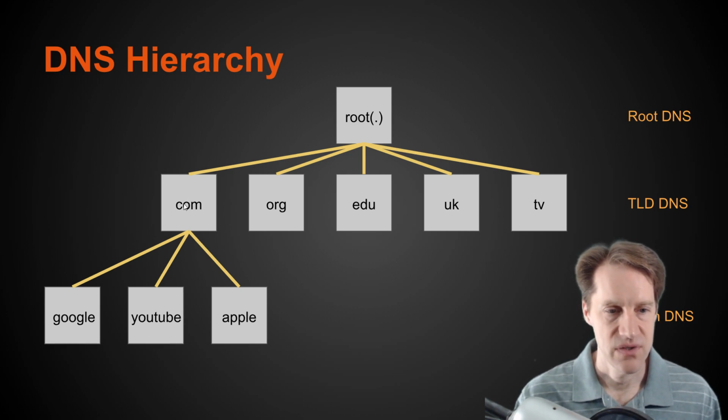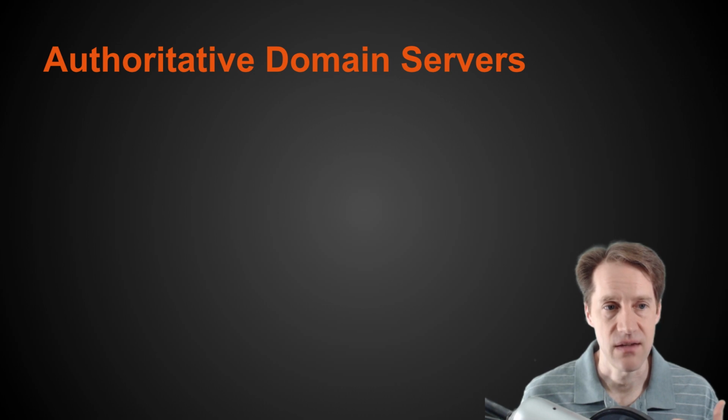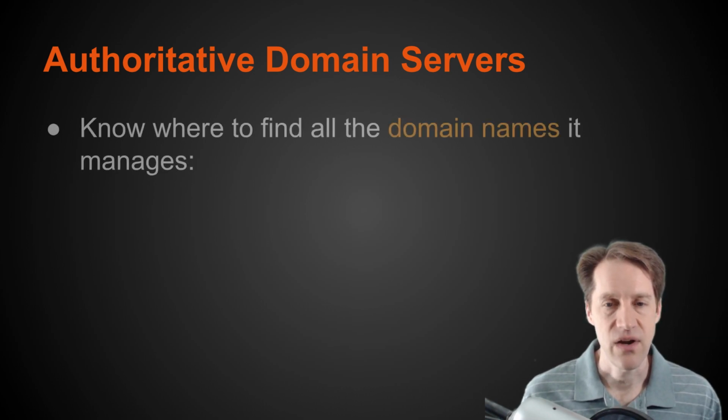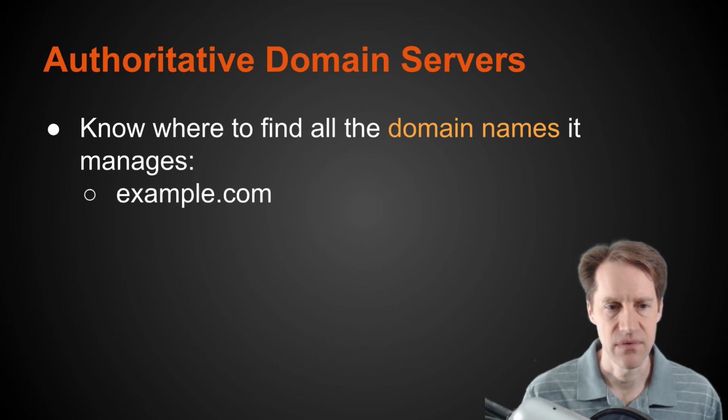And then spawning off from this are the authoritative DNS servers. And again, there are thousands of these for particular domains. So for example, the google.com domain is under here. youtube.com is under here. If you had a myorg.org domain, it would be pointing to this one address. Now, a very important point of this are the authoritative domain servers, because they are the ones that actually know where to find all the domain names that they manage.